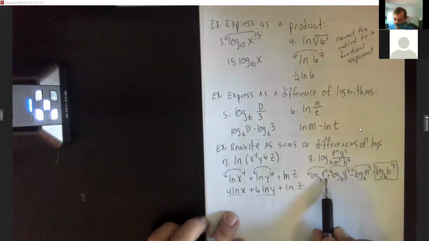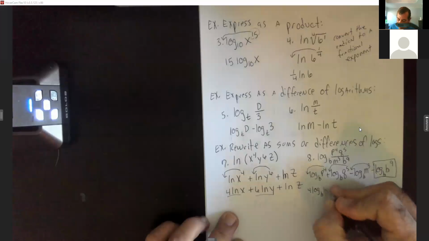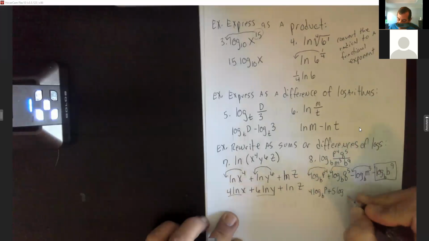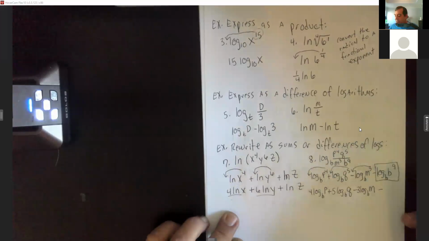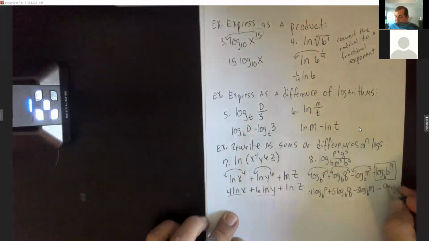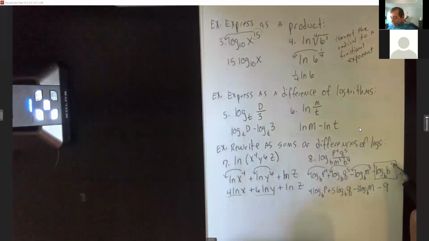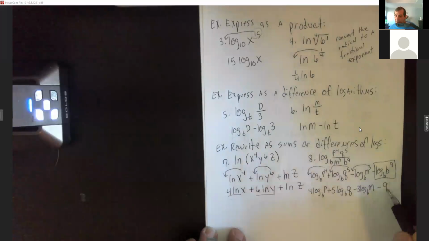So let's see what we got. We're going to bring the 4 down, so that'll give you 4 log b of p. I'll bring the 5 down, that'll give me 5 log b of q. Minus, we'll bring the 3 down, that'll be 3 log b of m. Minus, we said that equaled 9. Because if you bring the 9 down, the log base b of b turns into a 1, and 9 times 1 is still going to give me a 9 for that answer.